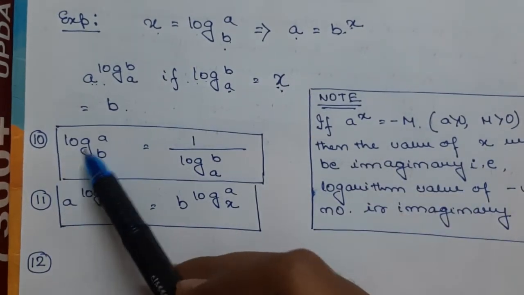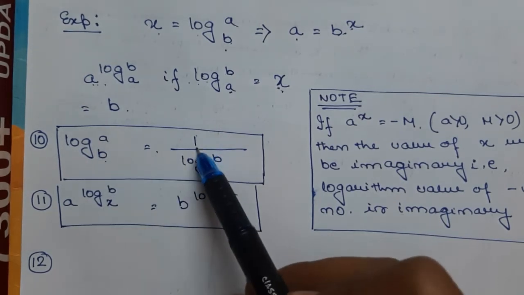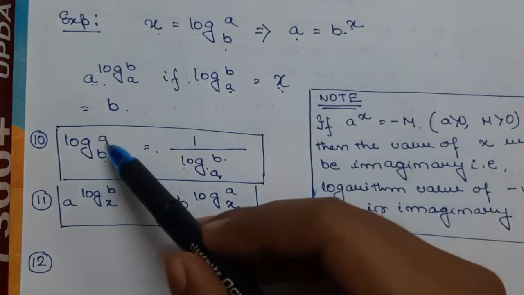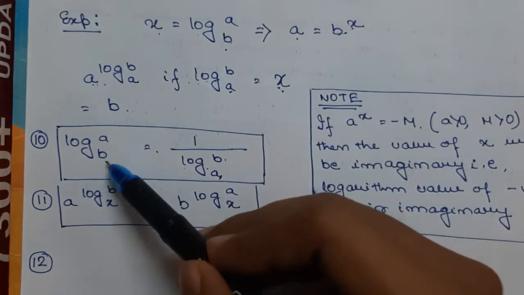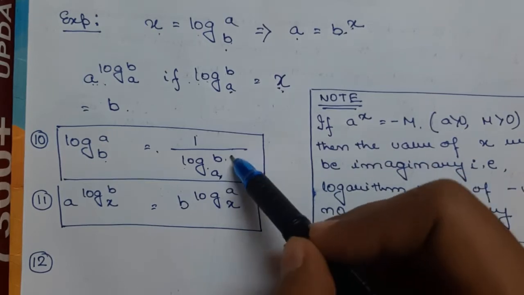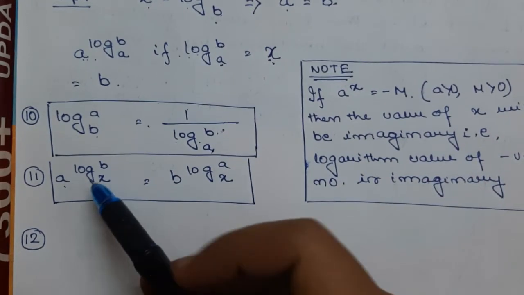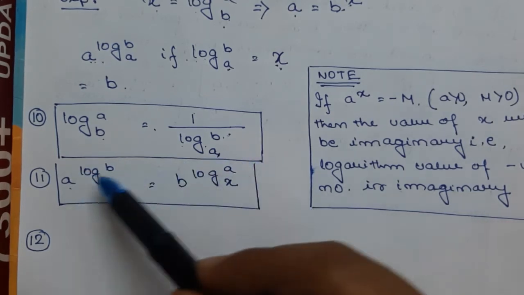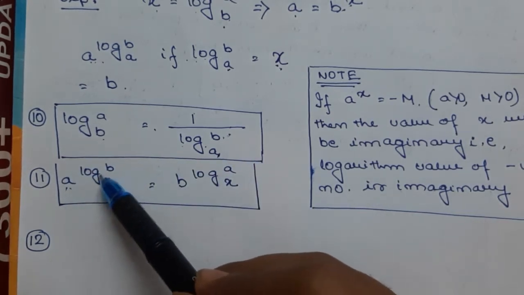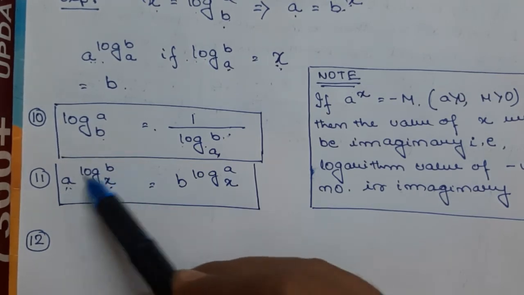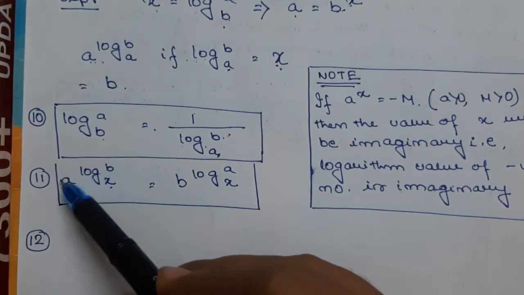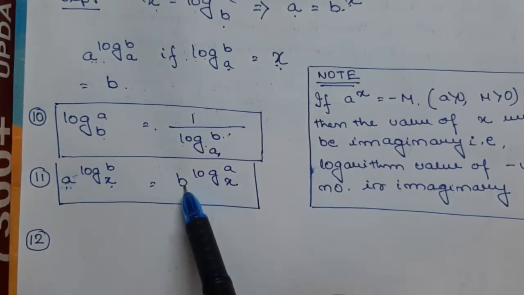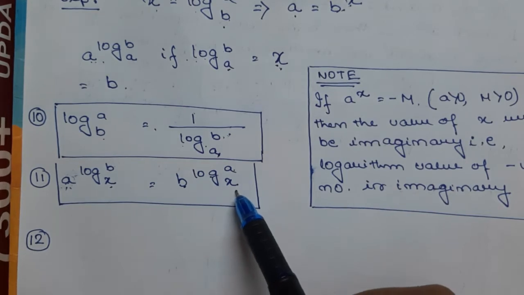Now the next property is log a to the base b, which we can write as 1 by log b to the base a. Means the reciprocal, here the base and the value get inverted. This property we don't use most commonly, but I have written it here in case it is useful to you. For a to the power log b to the base x, we can interchange the base and the exponent, so we can write b to the power log a to the base x.